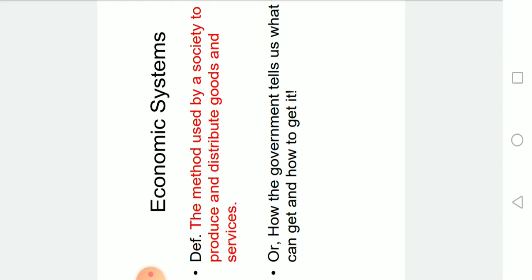Definition of the economic system is what? It's a method or way used by a society to produce and distribute, of course, goods and services. Or we can say, in other words, how the government tells us what can we get and how to get it.